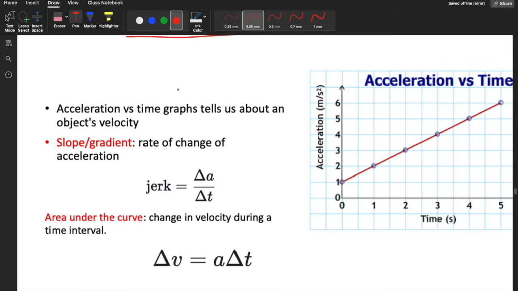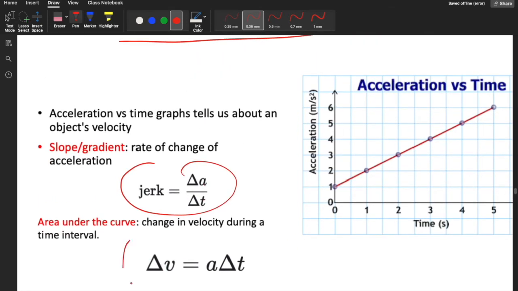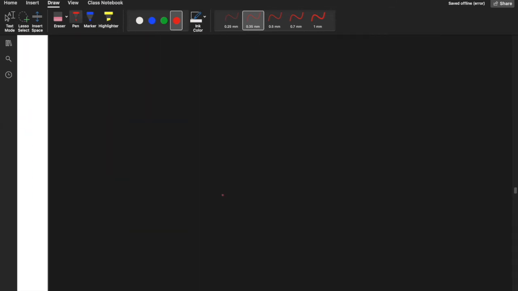So next one we'll do the acceleration versus time graph. So acceleration versus time graph tell us about an object's velocity. So we call the gradient a jerk. So jerk is equal to change in acceleration over change in time, and area under the curve just tell us change in velocity during a time interval. So you might wonder why the area means something. So let me just show you something real quick.